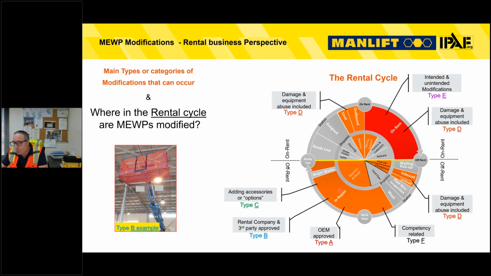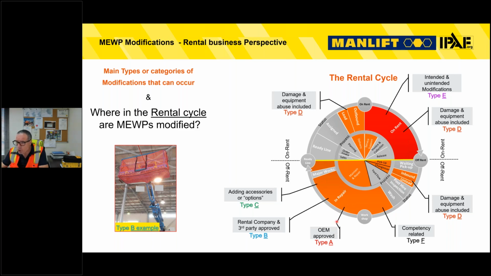And also in the workshop, you can see in the rental cycle here, in the off-rent part, we have a large number of processes happening in what we call maintenance and repair in the workshop. Now, some modifications, as I mentioned before, type F, can take place in the workshop, because maybe the technicians or mechanics need further instruction and training to elevate their competency levels, to make sure the work they're doing is in accordance with the OEM, the manufacturer, their maintenance manuals, their repair manuals, and their adjustment procedures. So sometimes we can see type F competency related modifications taking place in the workshops during maintenance.